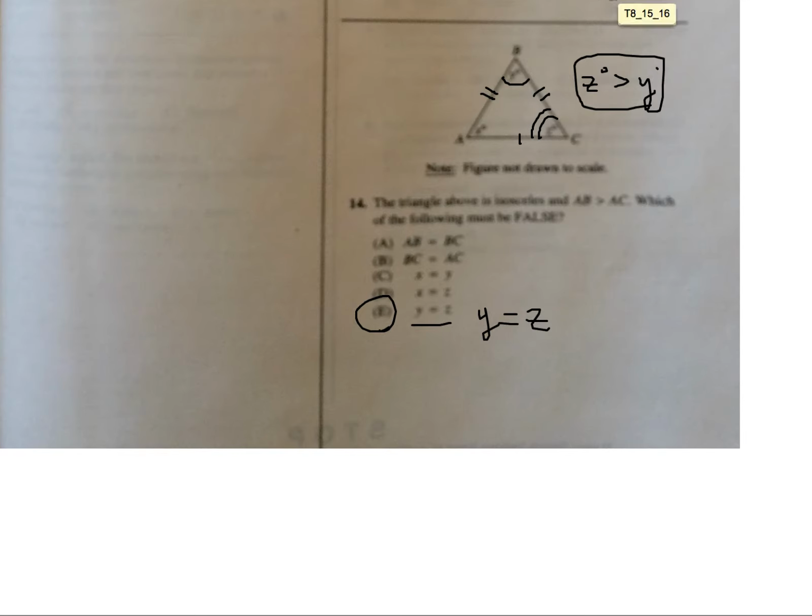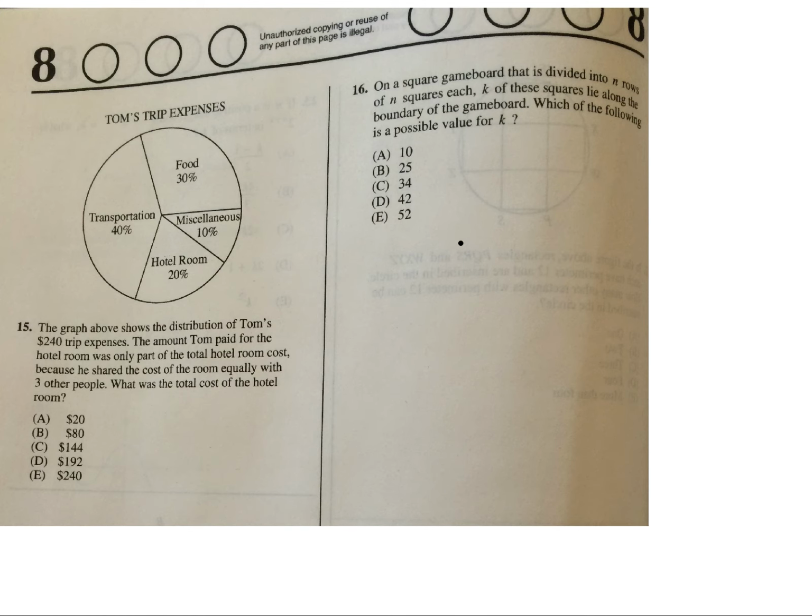Okay, last page. Okay, more tricks to deal with. The graph above shows the distribution of Tom's $240 trip expenses. The amount Tom paid for the hotel room was only part of the total hotel room cost, because he shared the cost equally with 3 other people. What was the total cost of the hotel room?